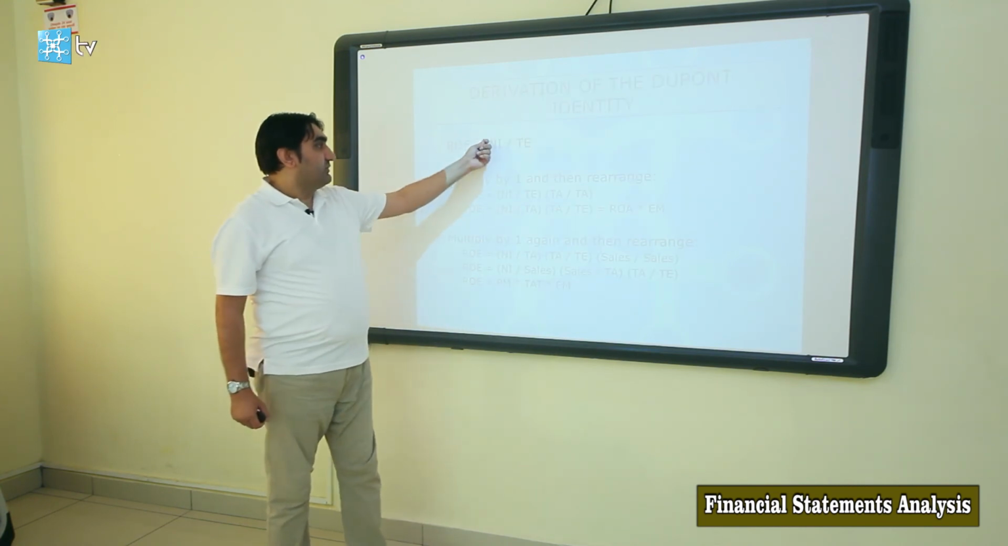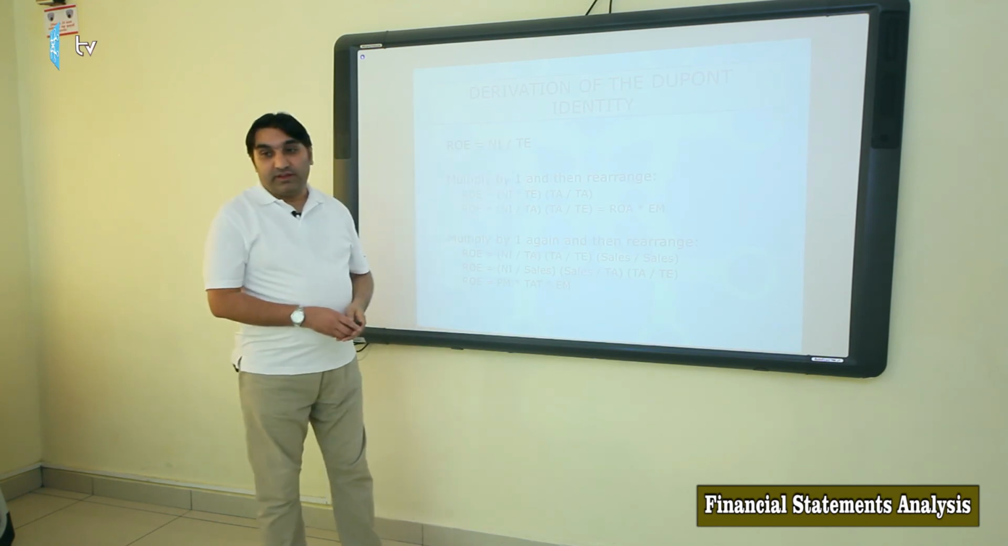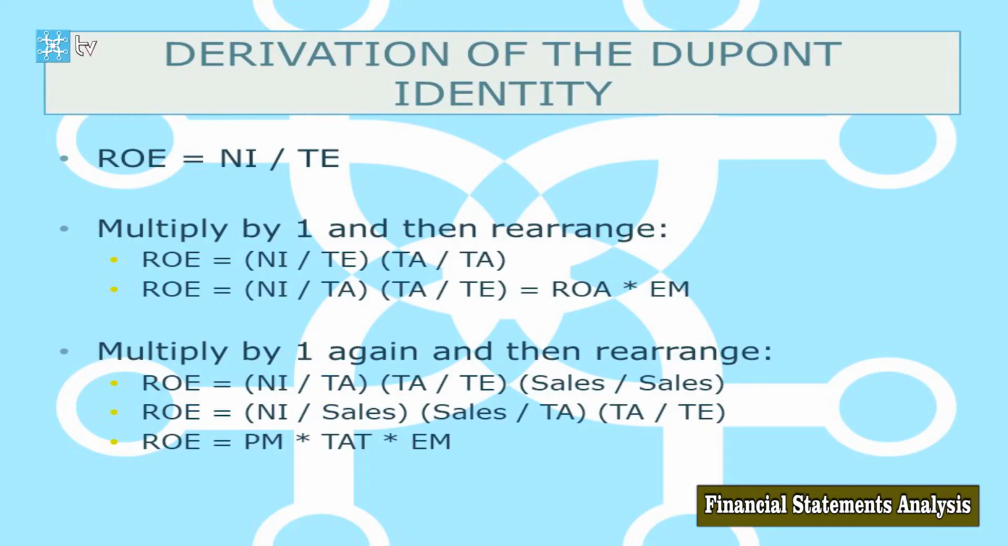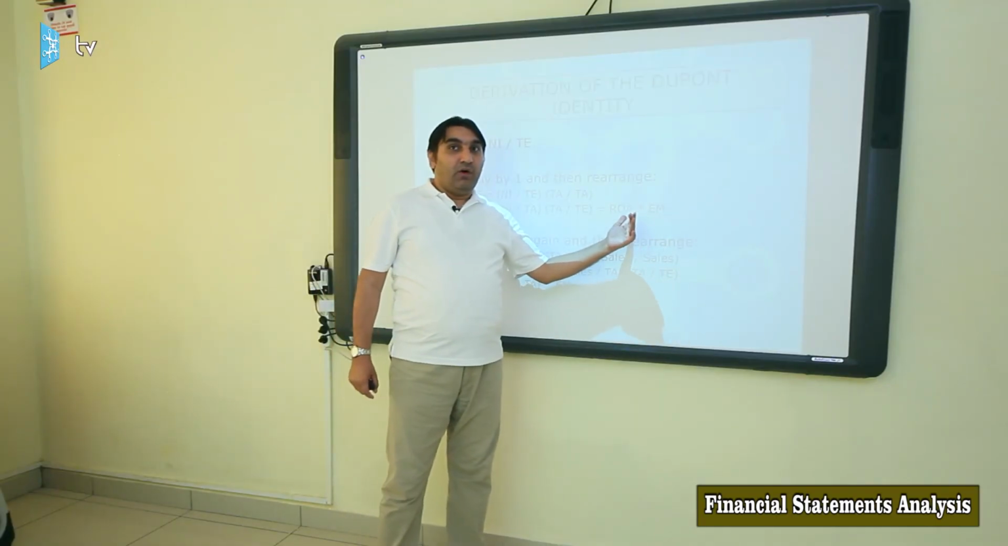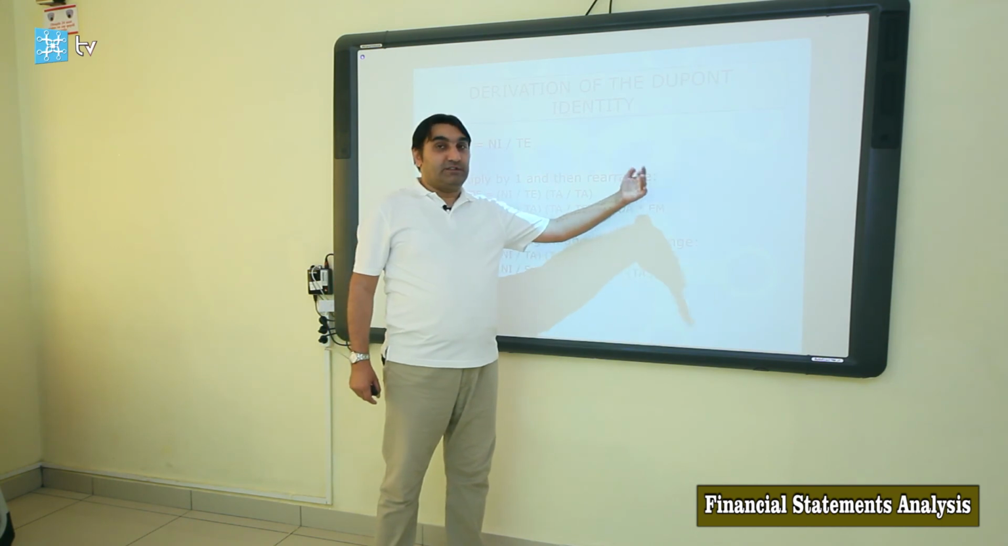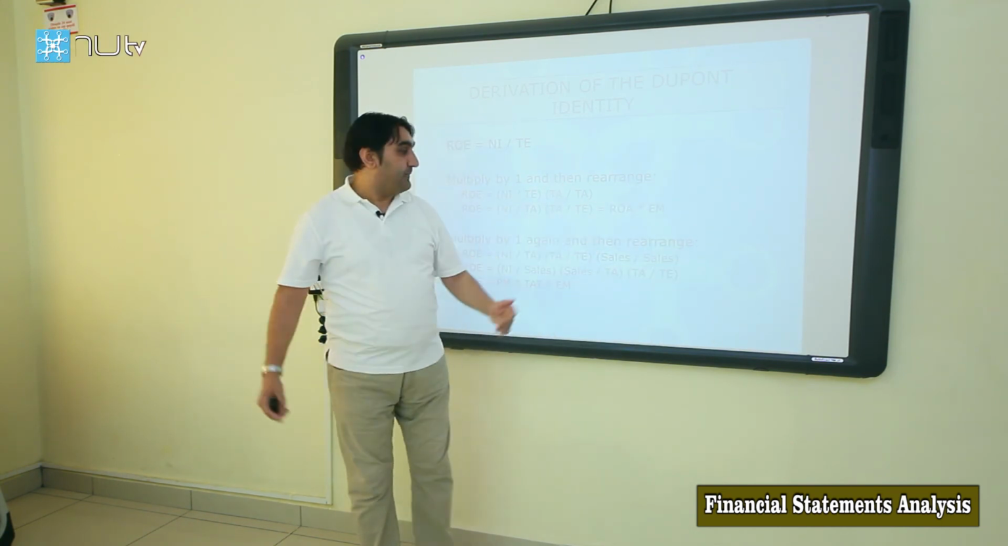Return on equity, we know, is equal to net income divided by total equity. If we multiply this with 1, mathematically we know nothing will change. So we can multiply this by total assets divided by total assets. This equation is not changing mathematically, but we can rearrange this denominator. We say we get return on asset times equity multiplier. So if we increase return on asset, or if we are able to increase equity multiplier, it means that we can increase return on equity.